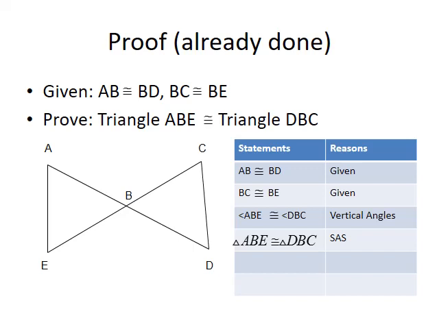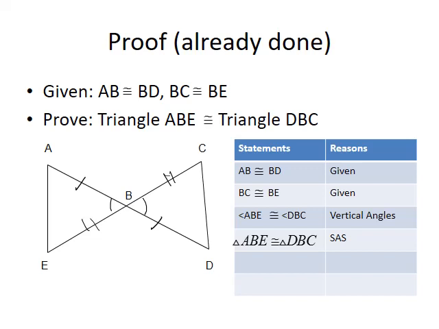You do not need to write this slide in your notes, but this is a proof of something that looks like what we've already done. We've been given the information that AB is congruent to BD and that BC is congruent to BE, and then we found that these two angles are vertical angles, and we wrote that in our proof. Then by side angle side, we know the two triangles are congruent, and we proved that. That was the reason for the proof, to prove that these two triangles are congruent.